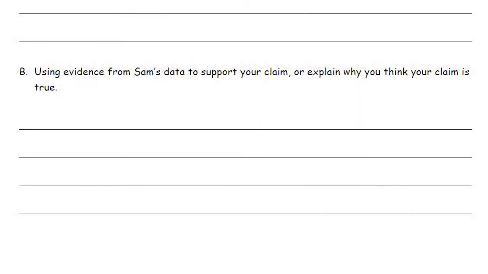So have you all decided to use just this data, Sam's data, or are you going to let them use their journals as their data? Well, we looked at our journals, but then after we read Part B, it says use evidence from Sam's data to support your claim or explain why you think the claim is true. So we didn't want to take away from the task when it asked us to just use the data that was already given there for us. So we decided to go ahead and use what they gave us.